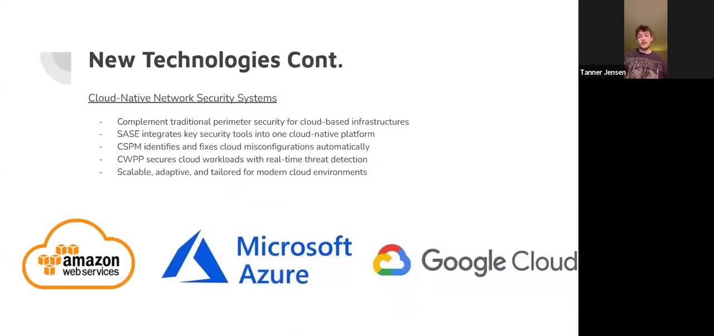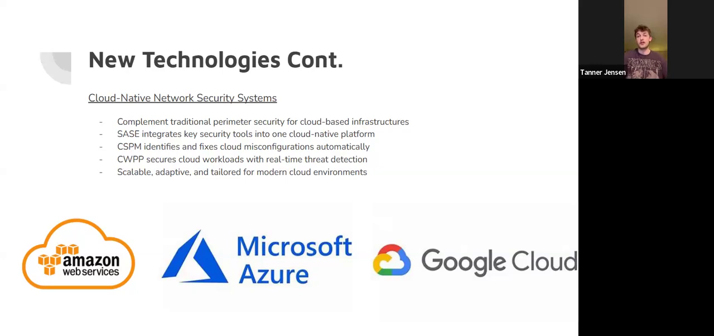And then next we have cloud native security systems. As more organizations shift to the cloud, traditional perimeter-based security models are no longer sufficient on their own and need to be complemented by tools which defend the cloud itself. One of the biggest innovations in this space we found is something called SASE, which stands for Secure Access Service Edge. It basically bundles multiple security tools like web filtering, access control, as well as firewalls into a single cloud-based solution that works across all locations and devices within the cloud.